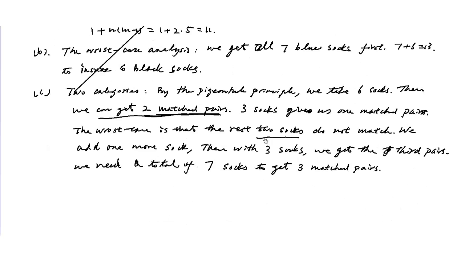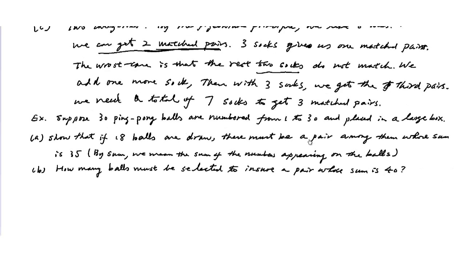Let's look at one more example, and this example is also in the book. Suppose 30 ping pong balls are numbered from 1 to 30, placed in a large box. A, show that if 18 balls are drawn, there must be a pair among them whose sum is 35. By sum, we mean the sum of the numbers appearing on the balls. B, how many balls must be selected to ensure a pair whose sum is 40?